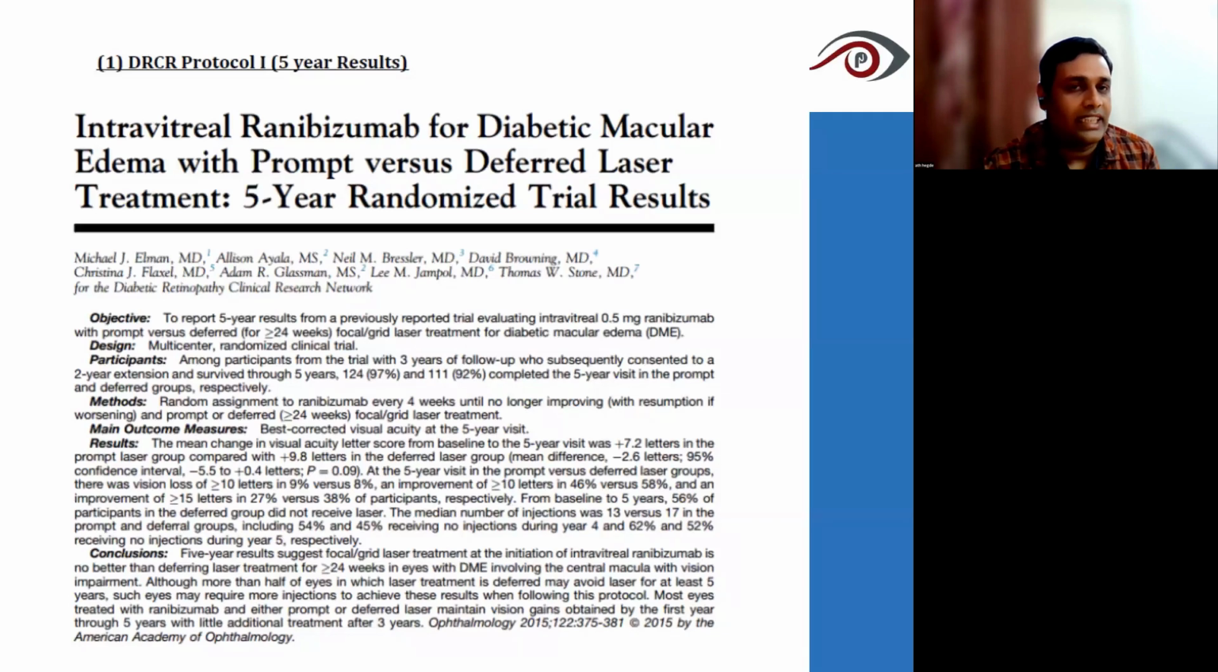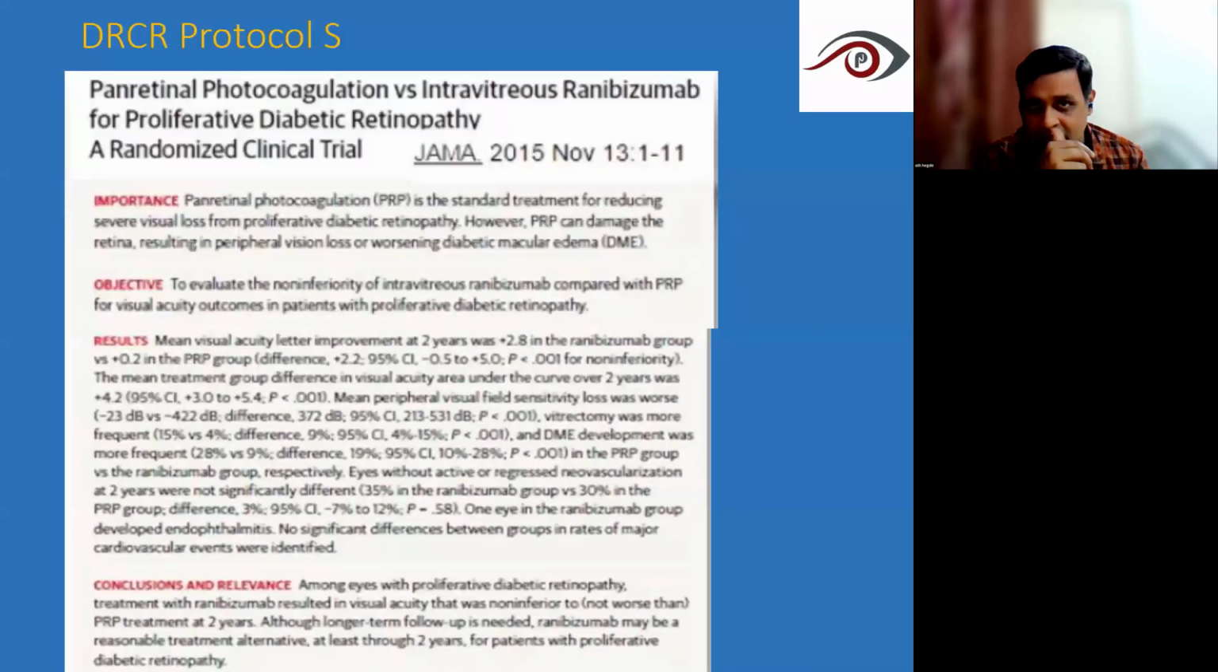and the vision gain, or what I can say is the maintenance of vision, will be better if you do the laser along with the injection. This is Protocol S, where they compared pan-retinal photocoagulation versus ranibizumab injection for PDR, and at 2 years, they found that injecting only anti-VEGF was non-inferior to PRP treatment. But you should always understand when to inject an anti-VEGF.